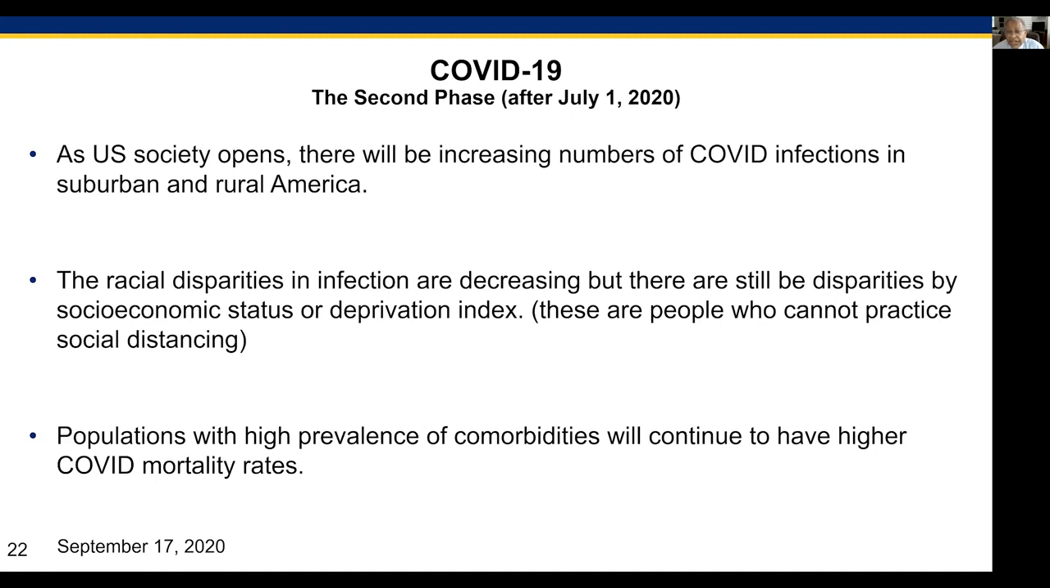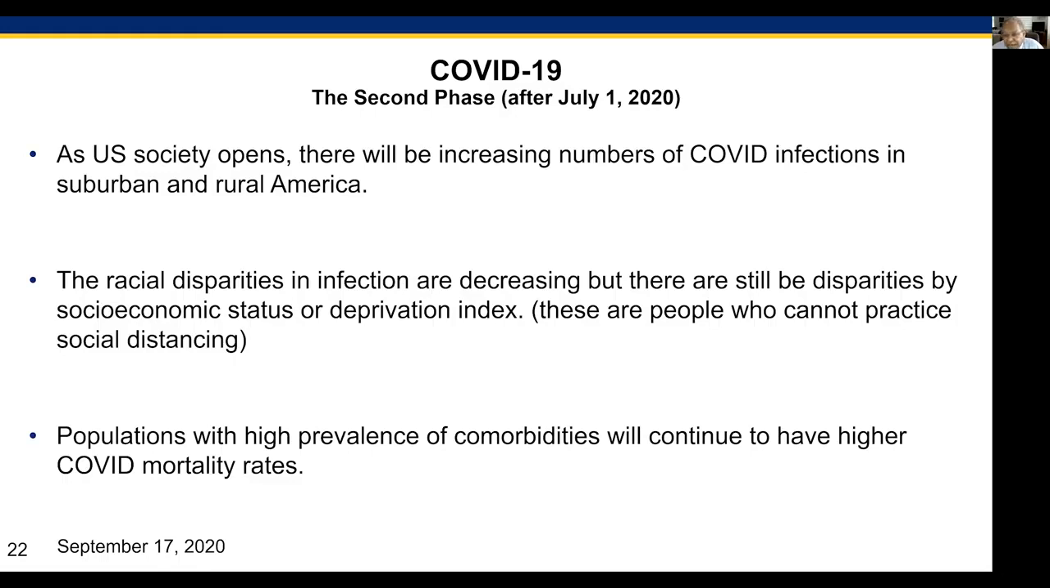Now, as U.S. society is opening up, there are and will be increasing numbers of COVID infections in suburban and rural United States. The racial disparities in infection at that point are actually going to decrease, but there will still be disparities by socioeconomic status and deprivation. These, again, are people who cannot practice social distancing and have work that requires it. So we're going to see, and we're already starting to see, increasing numbers of poor whites with the coronavirus.